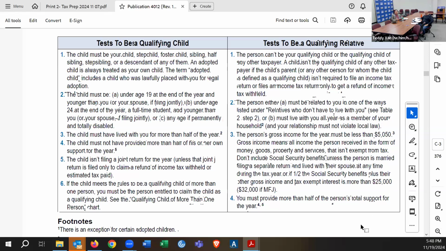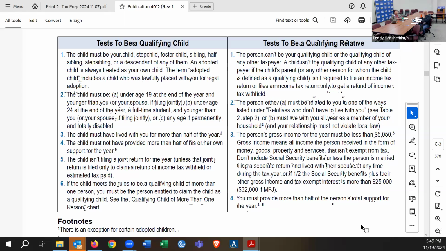Good to know. One more test to see, is Manny Kat's qualifying relative? Did Kat provide more than half of Manny's total support for the year? Yes. In the interview, Kat outright says she pays for most of the costs of an apartment that she shares with her father and daughter and provides most of the support for both.